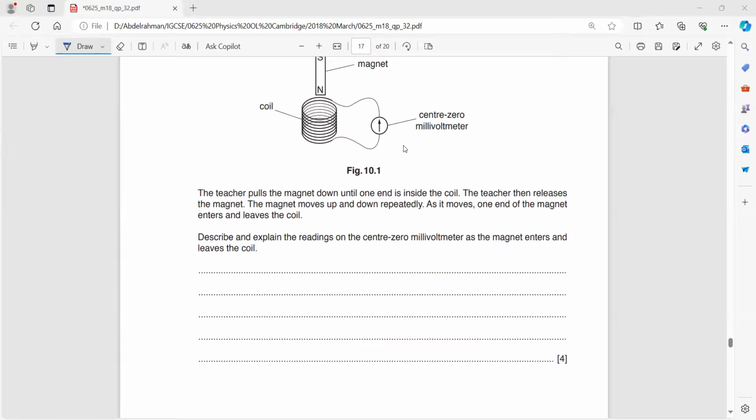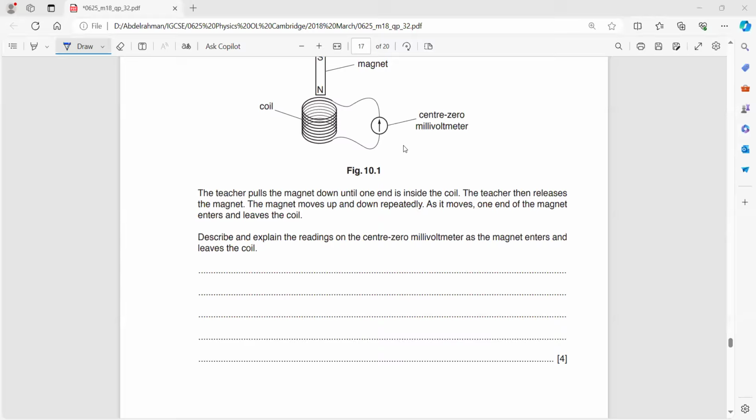So yes, it's correct. We will say that the voltmeter keeps on deflecting to the left and to the right. Why? Because the magnet keeps on cutting the coil, or the magnetic field, to be more accurate. The magnetic field of the magnet keeps on cutting the coil in the opposite direction, once upwards and once downwards. You just need to think about the direction of the motion. Once it moves upwards, it will deflect to one direction. Once it moves downwards, it will deflect to the opposite direction.